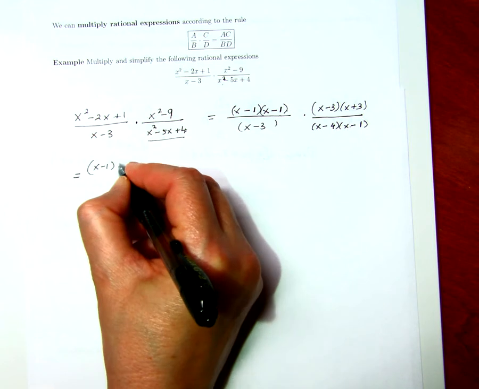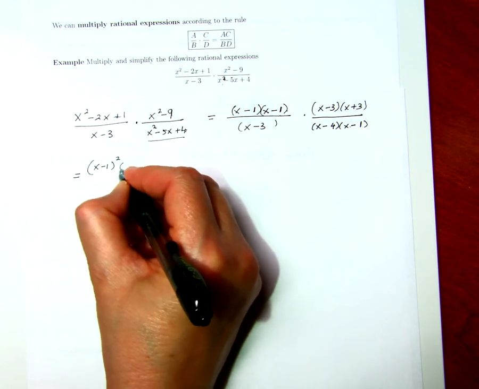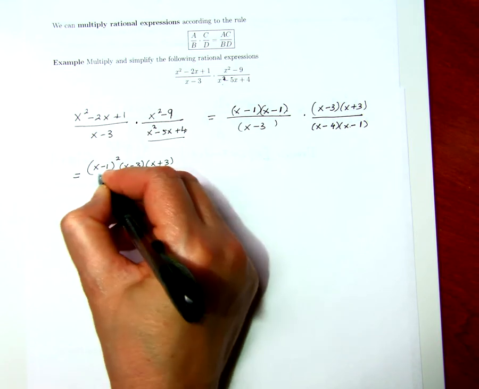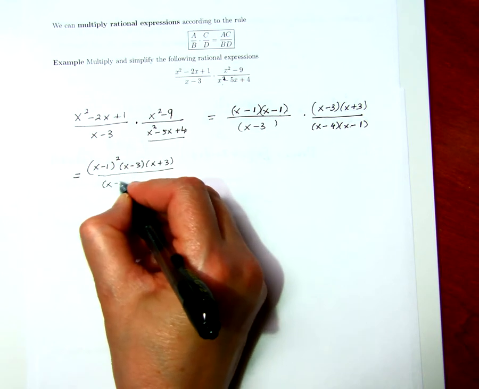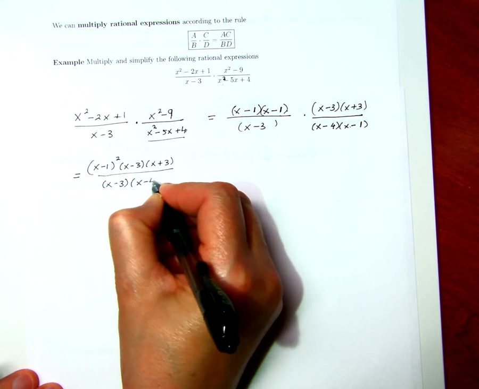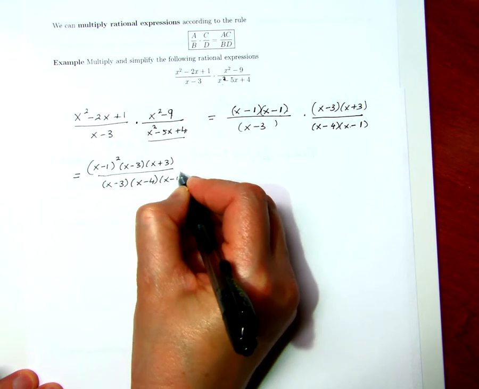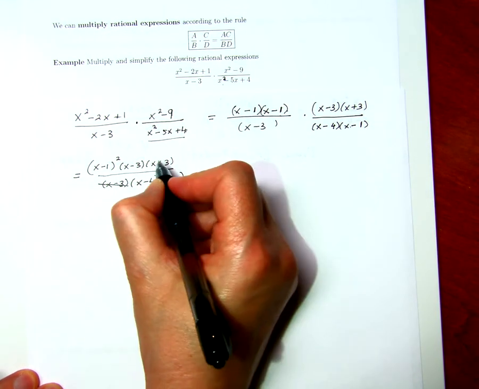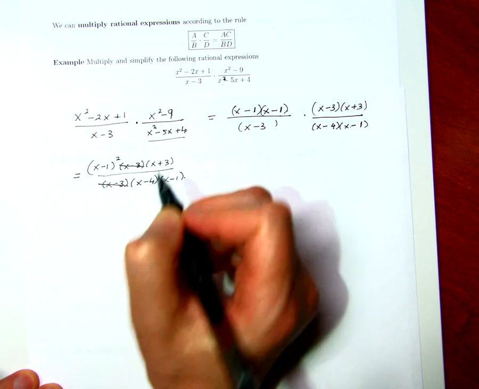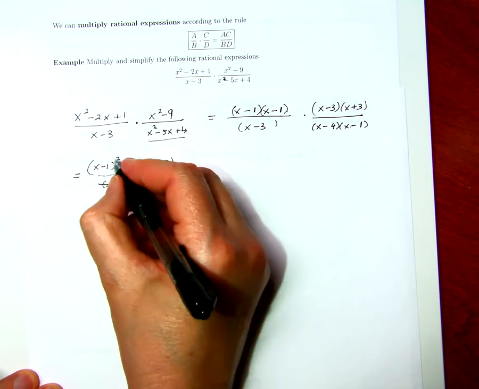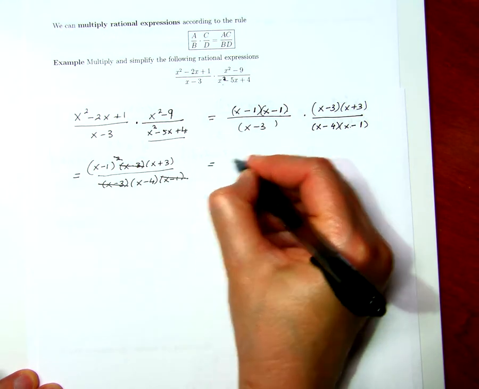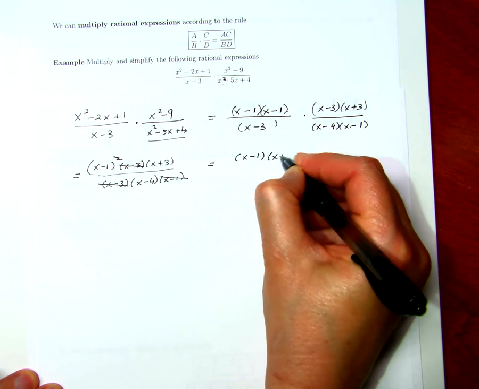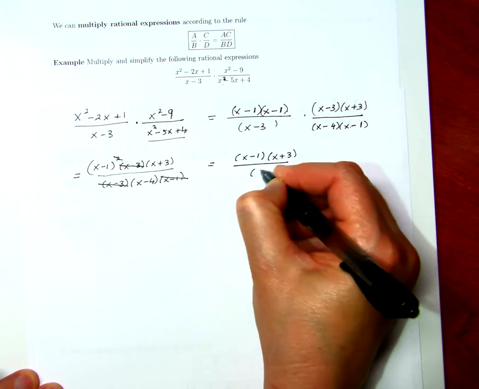So we have x minus 1 squared times x minus 3 times x plus 3 over x minus 3 times x minus 4 times x minus 1. Now I have some cancellation. X minus 3 will cancel with that x minus 3, and this x minus 1 will cancel with one of those x minus 1's. So I have x minus 1 times x plus 3 over x minus 4.